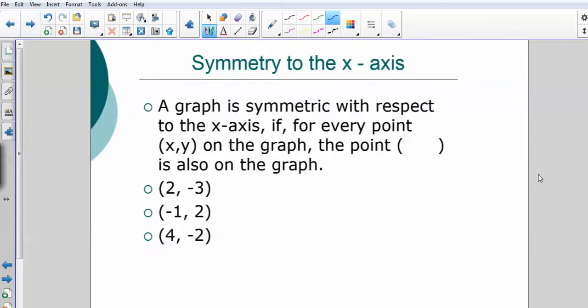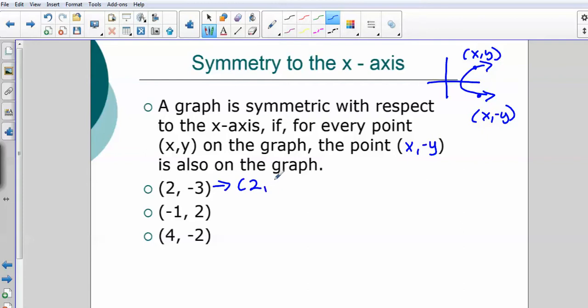If your graph is symmetric to the x-axis, it's actually not going to be a function because it doesn't pass the vertical line test. But if you were to have a point on this graph, x comma y, then reflecting it across the x-axis, you would see you have the same x value, but you have the opposite of the y value. So if x, y is on the graph, then the point x, negative y is also on the graph. So to find the reflection, you just need to take the opposite of the y value.